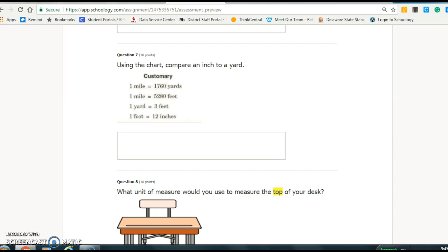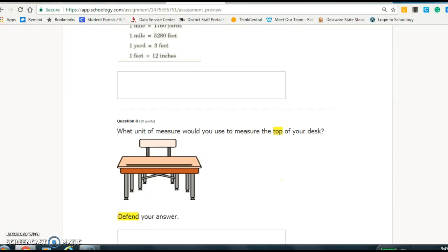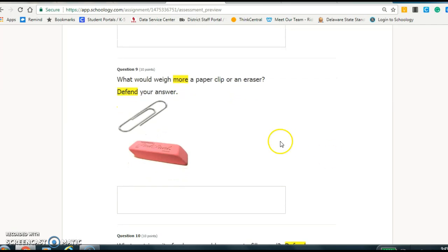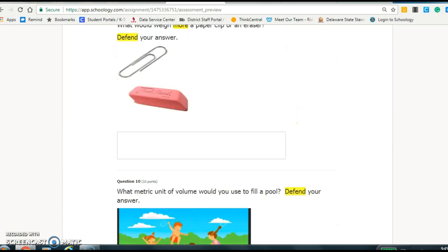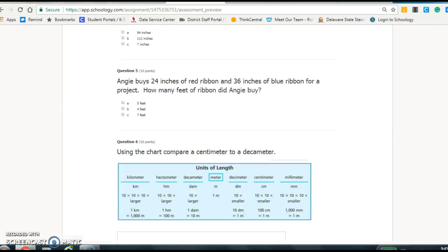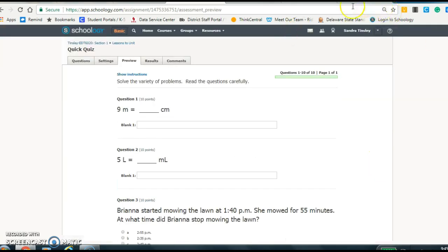They'll also tell me what unit of measure they'll use to measure the top of the desk, and they'll defend their answer, again using a higher level of questioning. And what would weigh more, a paper clip or an eraser, and they'll defend their answer. And lastly, what metric unit of volume would you use to fill a pool? Defend your answer.